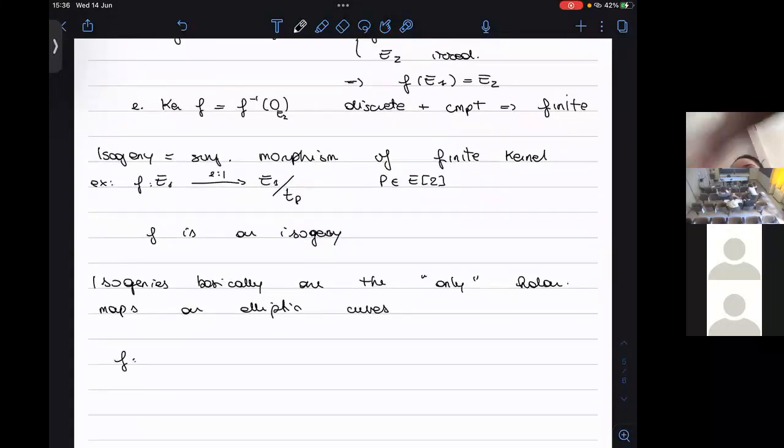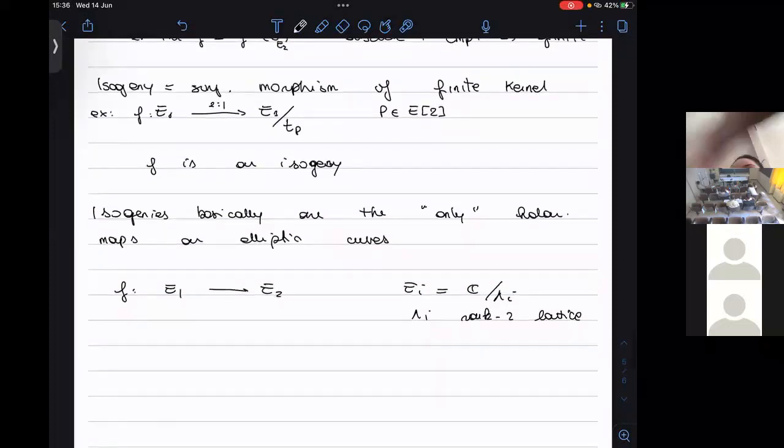If you have a map between elliptic curves, let's denote this elliptic curve in this way, where these are rank 2 lattices. We have that universal covering, and so F, since the universal covering is unique, leads to a map from C to C.